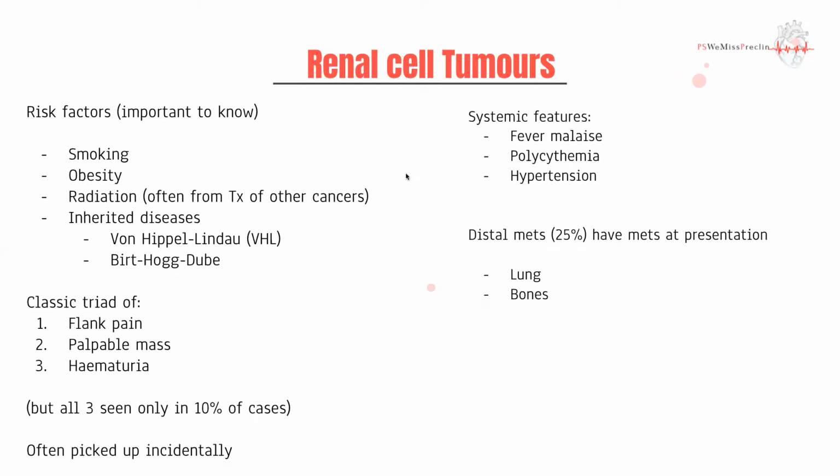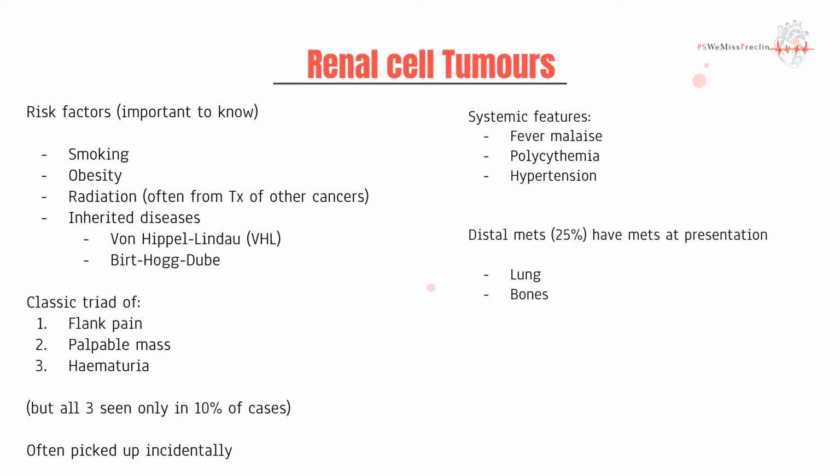So when we talk about cancers of the renal tract, firstly, what are some important risk factors? Smoking is a very, very big risk factor for renal cancers in particular, although a bit slightly counterintuitive. It doesn't really make sense as to why, but important to know. Obesity, as well as radiation.